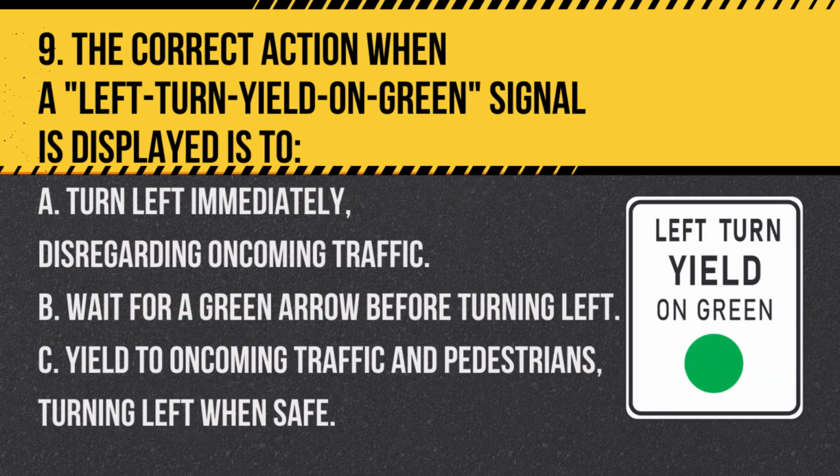Question 9. The correct action when a left turn yield on green signal is displayed is to: A. Turn left immediately, disregarding oncoming traffic. B. Wait for a green arrow before turning left. C. Yield to oncoming traffic and pedestrians, turning left when safe.